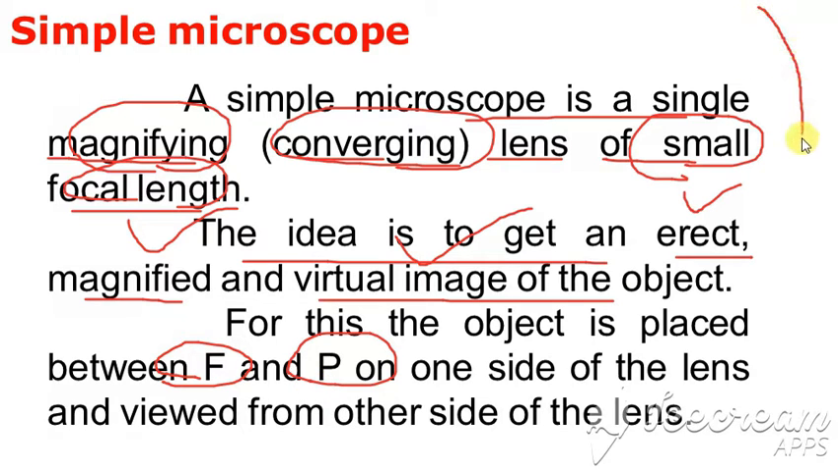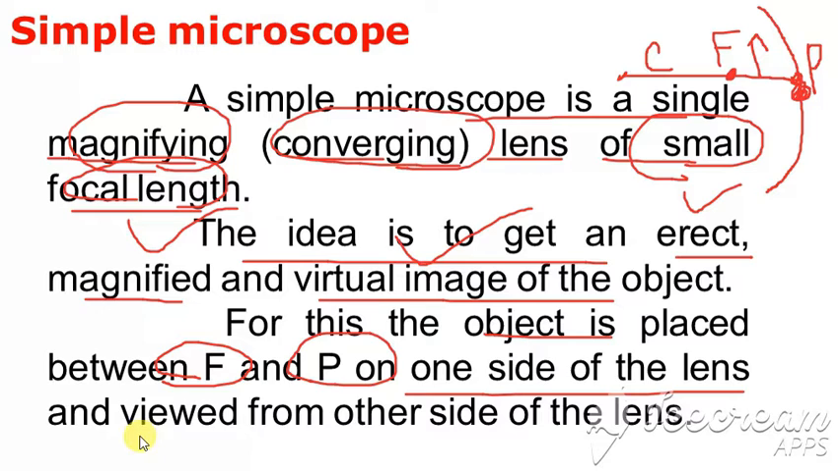We know already what is F and P. If this is a lens, the center of it is called the pole. The center of curvature is called C, and in between we have F. So the object is placed between F and P on one side of the lens and viewed from the other side of the lens.